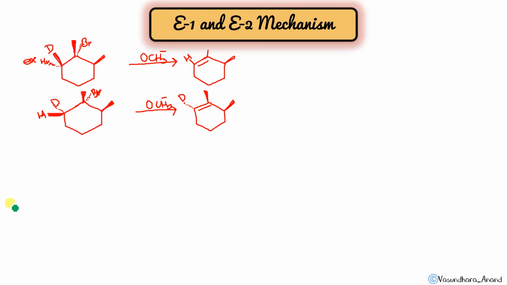Let's see the observation. What is the observation over here? You can see, look here, this is the dash, meaning above the plane, and this one is the wedge, meaning below the plane. Okay, this methyl group is above the plane, the dark one, and this light dotted one is below the plane. One second, let me make it dark so that you don't get confused.